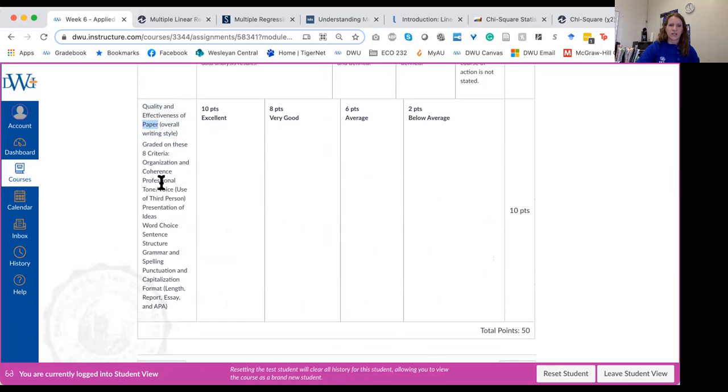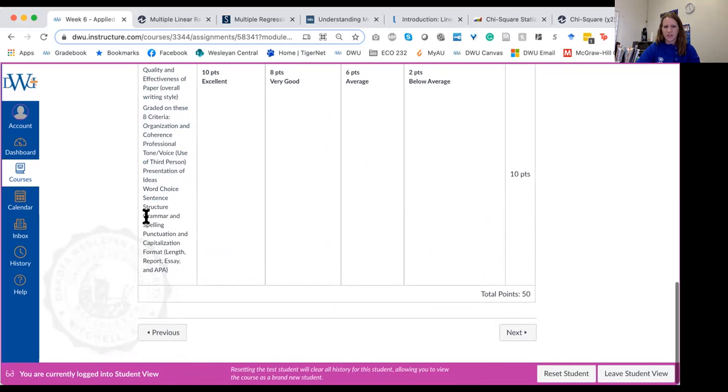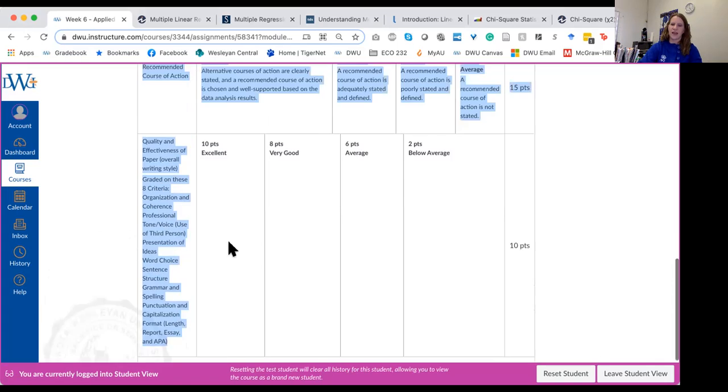It's graded on the organization and coherence, your professional tone of voice, your word choice, sentence structure, how you talk, making sure your grammar and spelling on your slides is correct, and that it was within the time frame and all of that.